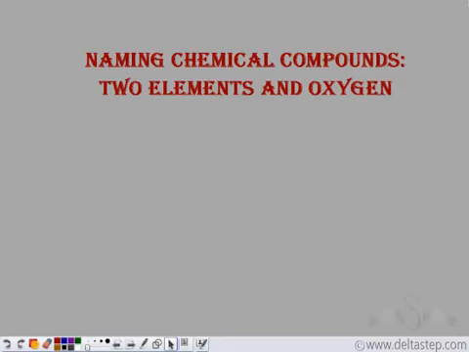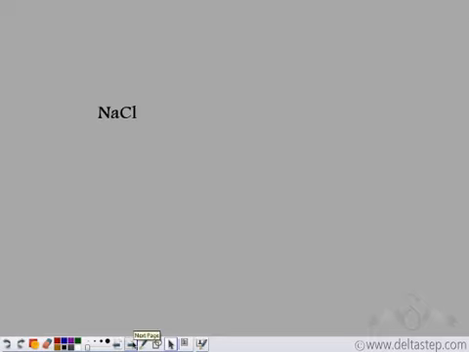So far, we've seen the naming of chemical compounds. Number 1, when we had a metal and a non-metal, and number 2, when we had two non-metals. Now, what happens when in a chemical compound, we have two elements and oxygen? Okay. So first recall, how do we name this?